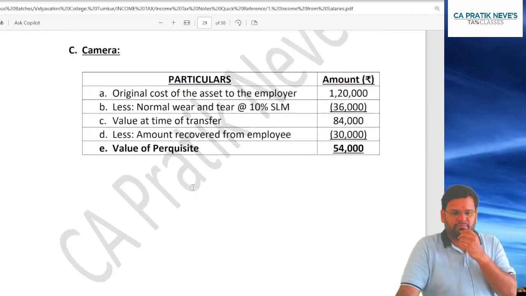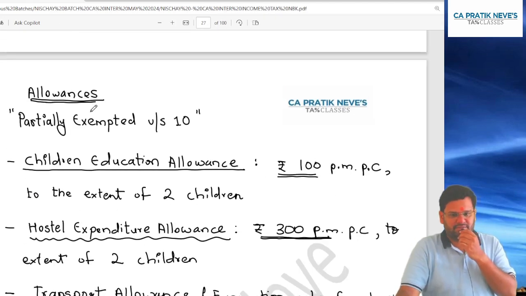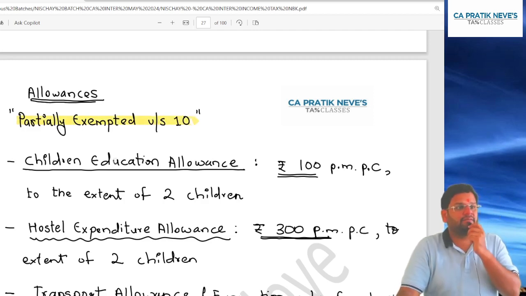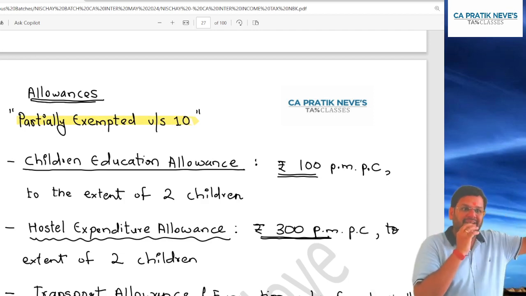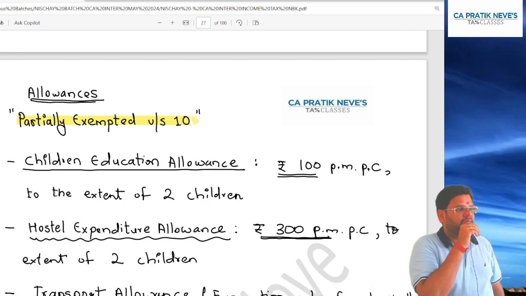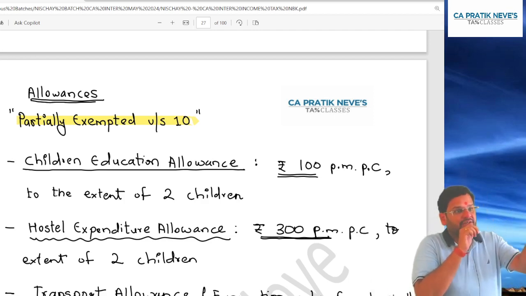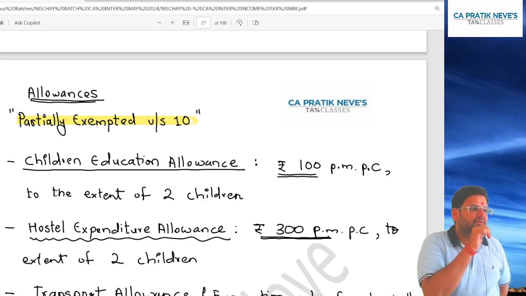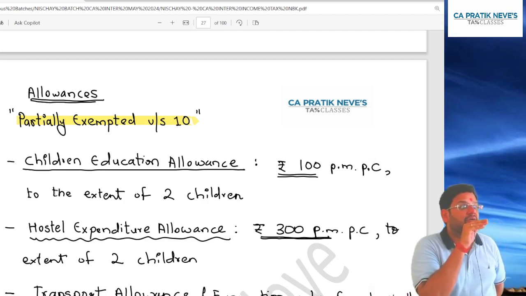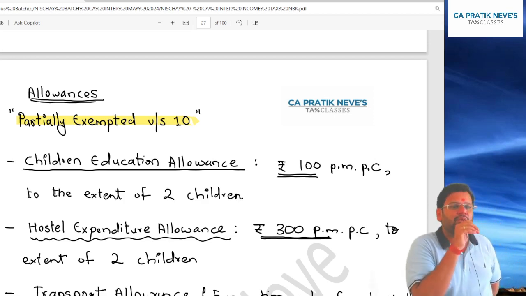Clear? So let's learn allowances now. Go to allowances. Write down allowances partially exempted under section 10. By the way, if you have studied properly, A, B, C, D, E points: A point discussion is over. Monetary is always fully taxable, so no discussion. In allowances there are two parts, duty based and personal. Duty based discussion is over because they are exempted to the extent of the amount spent, which will be given in the question.